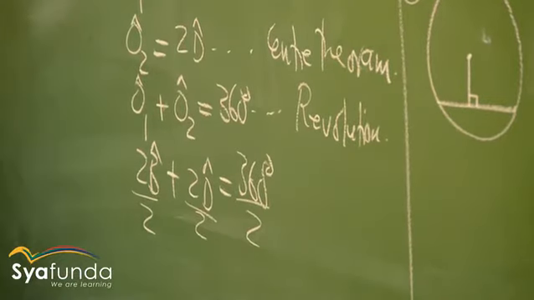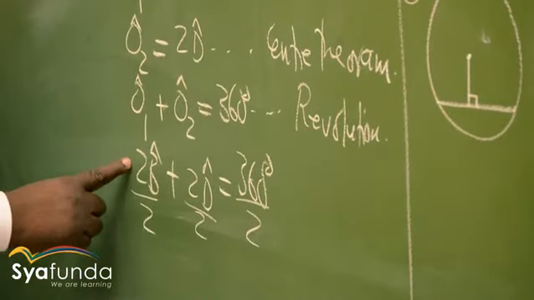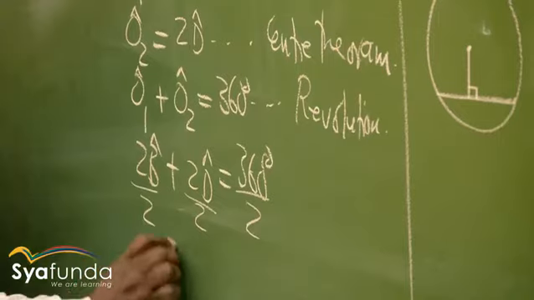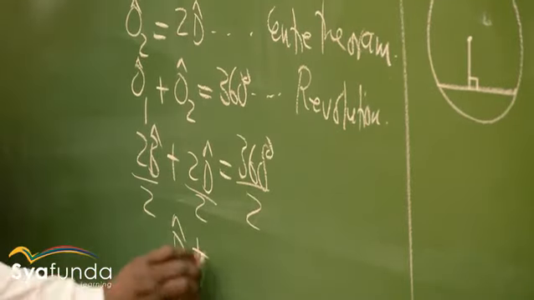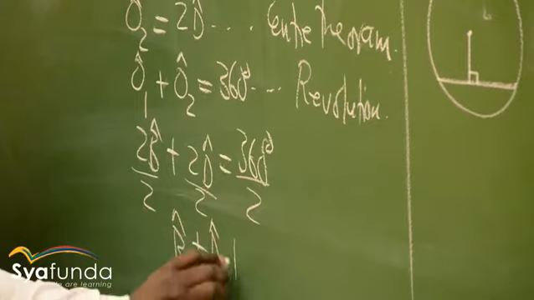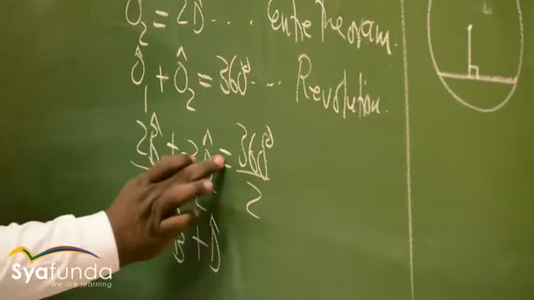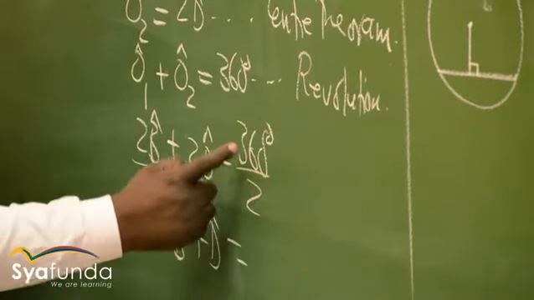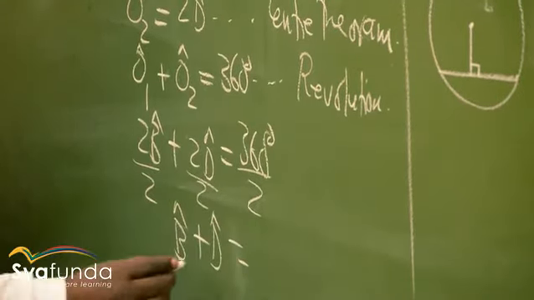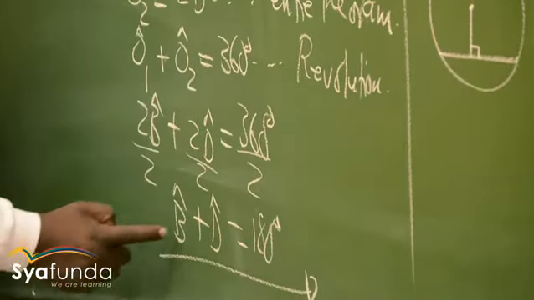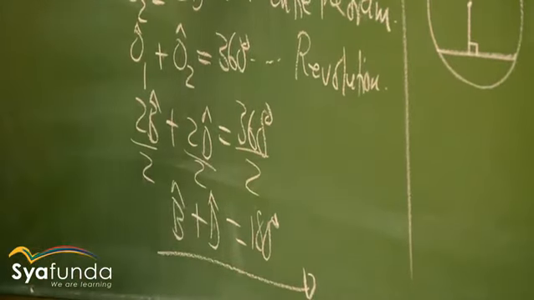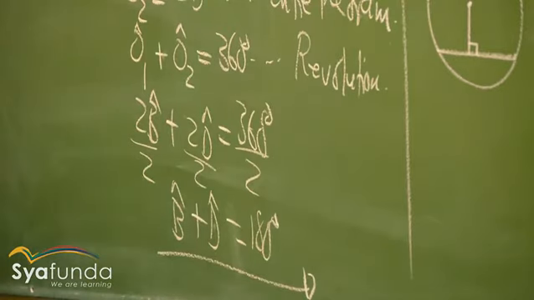Right, let's see what happens here. This goes with that. We're left with angle B plus, this goes with that, angle D equals, this is the equal sign, 360 divided by 2, it is 180 degrees. So we've just proved that angle B plus angle D is equal to 180 degrees.